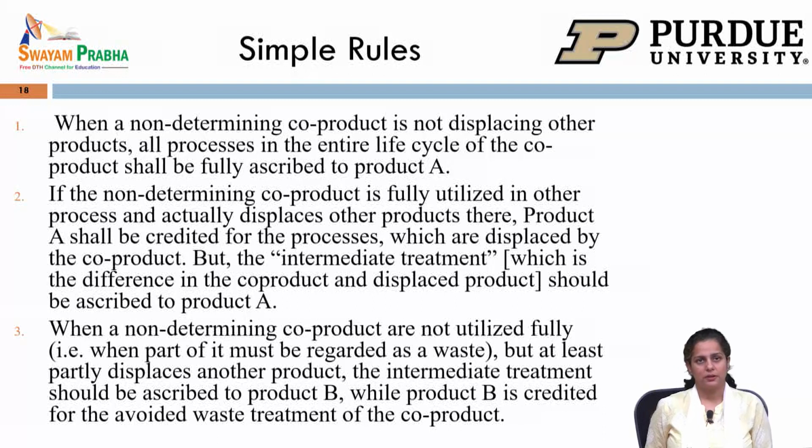So, now these simple rules, if you remember, when you are including processes with multiple co-products, will simplify how you can do the system expansion to be able to ascribe the right impact to the product that you are manufacturing, and that is in the system boundary that you are looking at for your LCA.